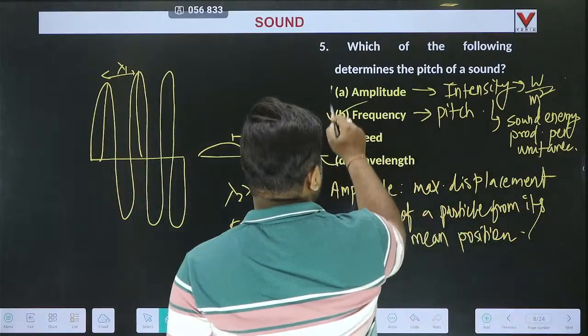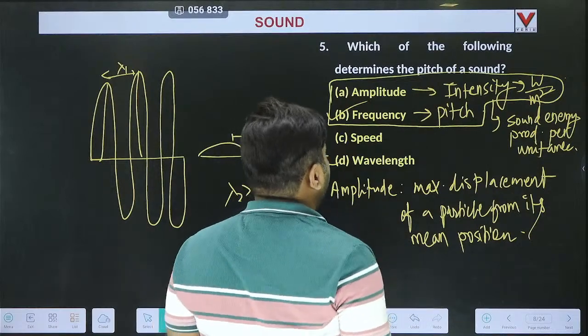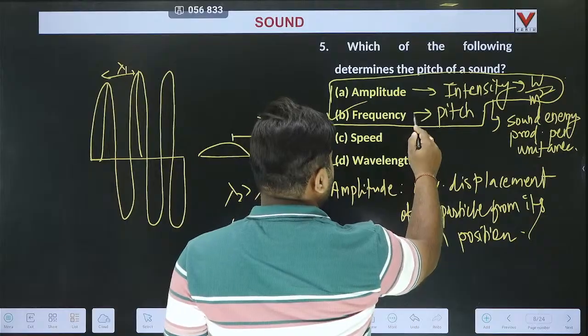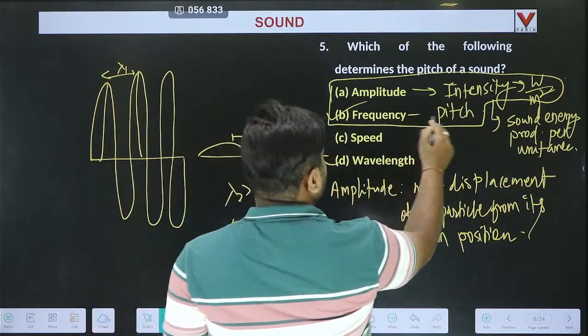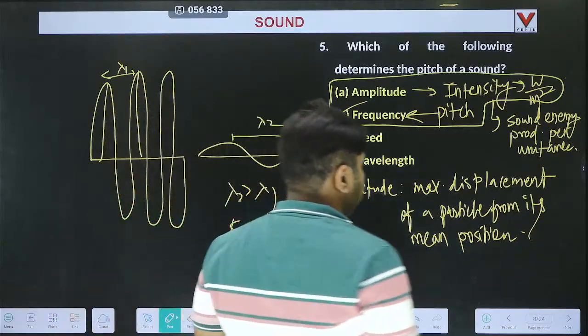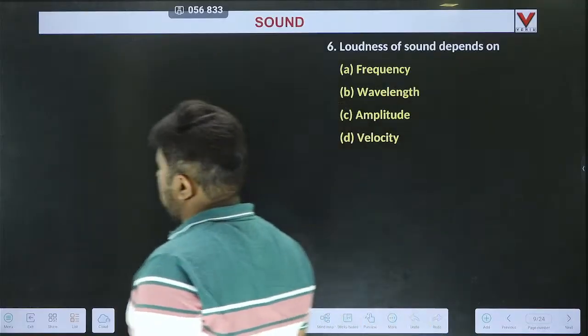So this is very important. Who determines amplitude and who determines frequency? Let me change the arrow direction. So pitch will determine what? Frequency. Loudness of a sound depends on, yes.